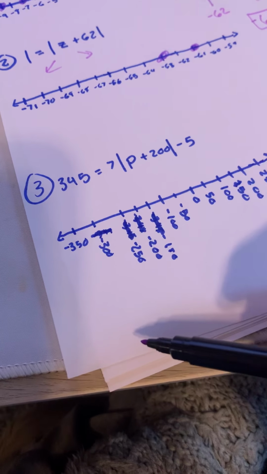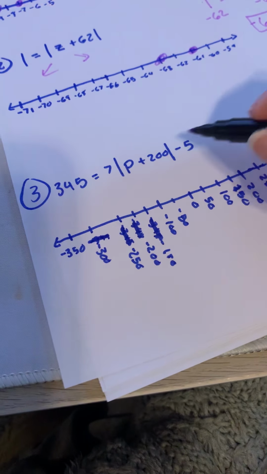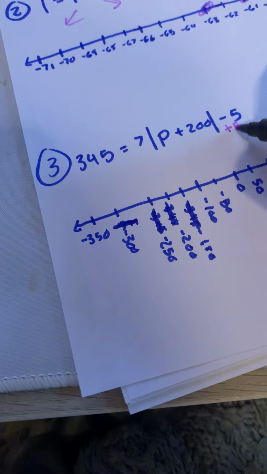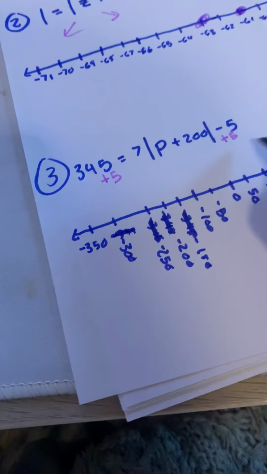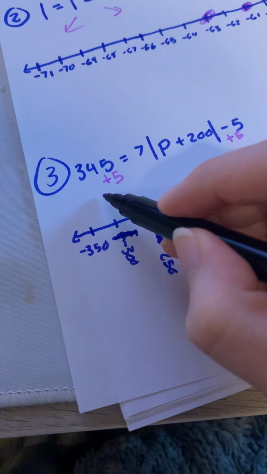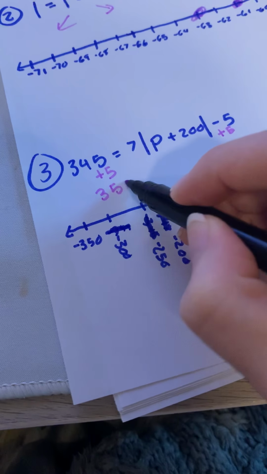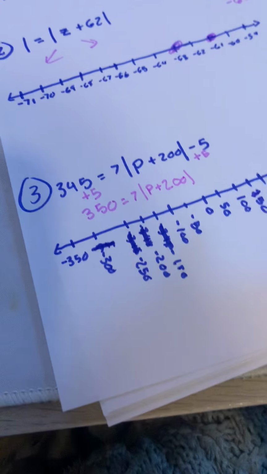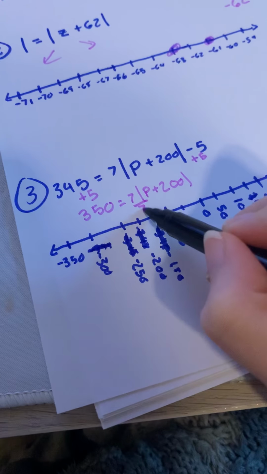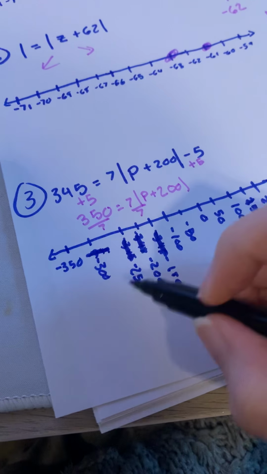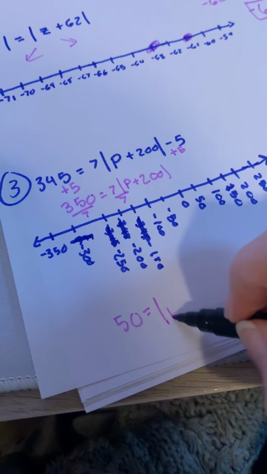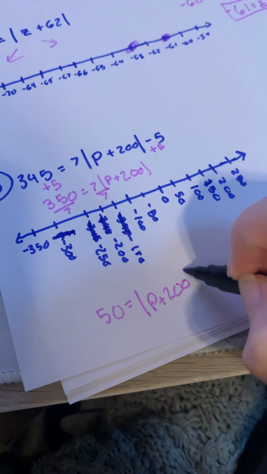Okay, so this one's a little longer. Kind of got some big numbers here. So again, this time we've got some extra stuff. So before we split it, I need to take care of this. So we'll add 5 to both sides. That's going to be 350. And then divide both sides by 7. We have to put it down here. That's going to be 50 equals p plus 200.